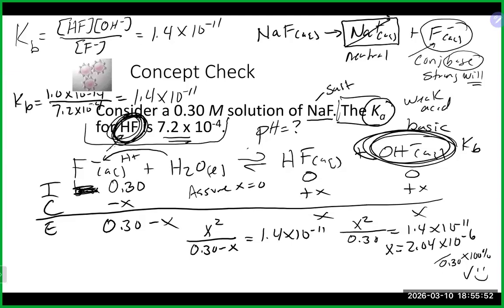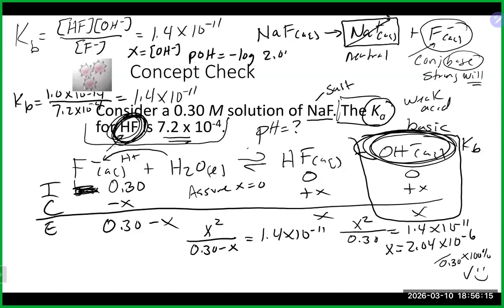All right, so now that we have the x value, the other thing we want to remember is when we go to our table here, the x is not the H plus concentration in this case. The x is actually the hydroxide concentration. So x equals the hydroxide concentration. We're going to go into our pOH, which is minus the log of 2.04 times 10 to the minus 6. And that is going to get us here a 5.69.